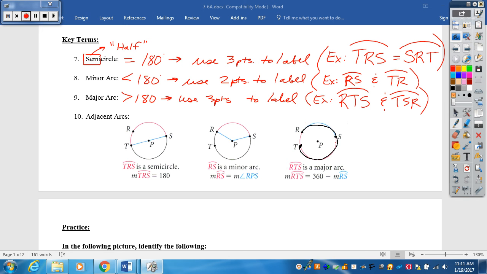For number 10, the adjacent arcs, remember what adjacent angles mean? Next to, okay? So here's what I'd like you to jot down for your definition of adjacent arcs. 2 arcs that share a common point, but no common interior points. Okay? So again, 2 arcs that share a common point, but no common interior points.